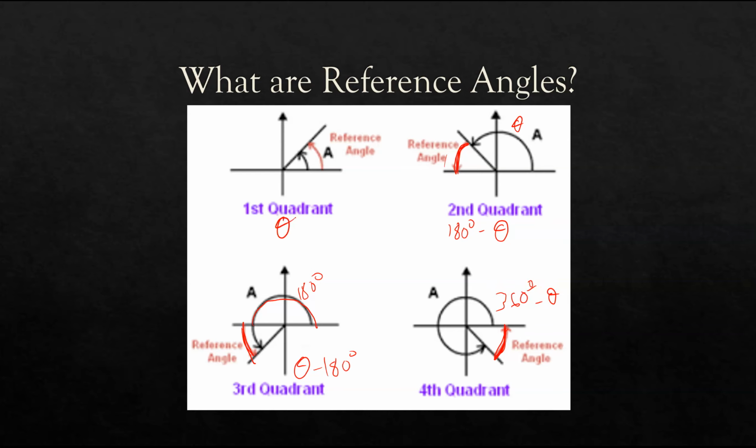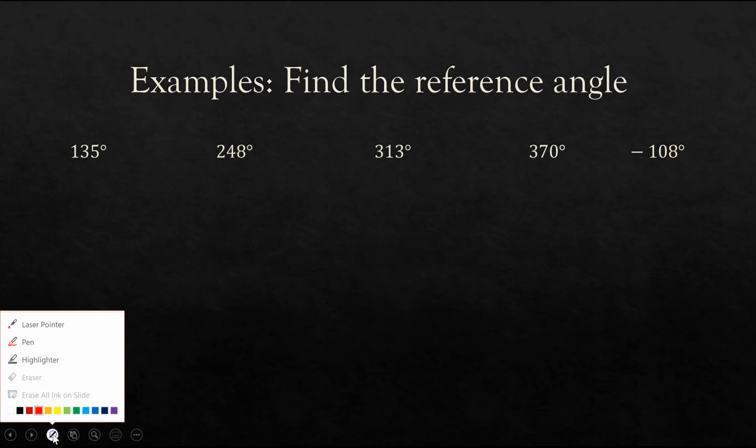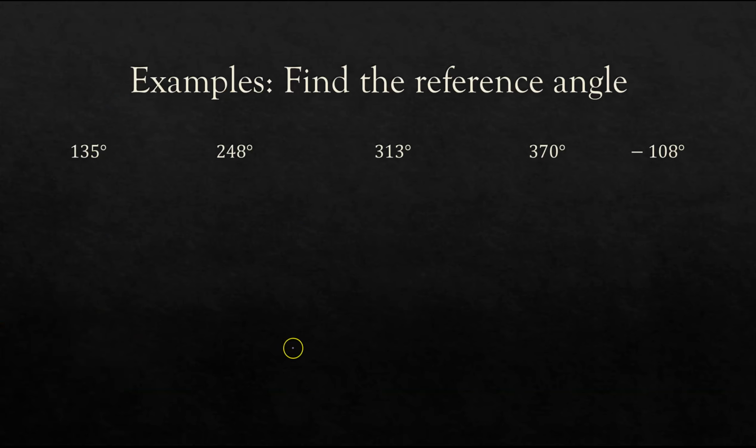So depending on what quadrant you're in, you're going to use something slightly different for the reference angle computation, right? But what you're actually looking for is the same thing every time. It's the acute angle between the terminal side and the x-axis, okay? So let's do some examples. Let's find the reference angle for these five angles here. Once you get good at this, it goes pretty fast, but you probably need to draw the angle in standard position first. So let's do that.